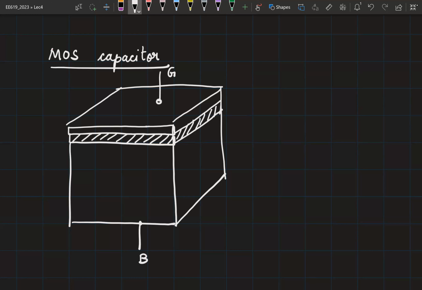So let's start this discussion assuming VGB is lesser than 0. Under this condition, what is the charge on the gate? You'll have negative charges here. What about at the surface? You'll have positive charges. It is P-type. P-type, you have the metal, oxide, and the substrate.